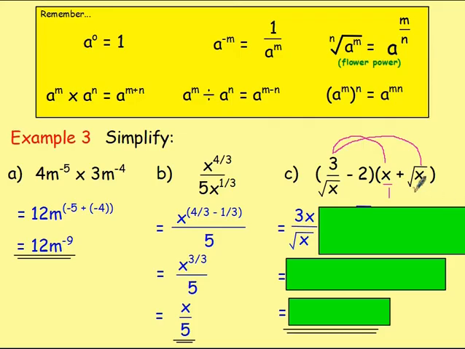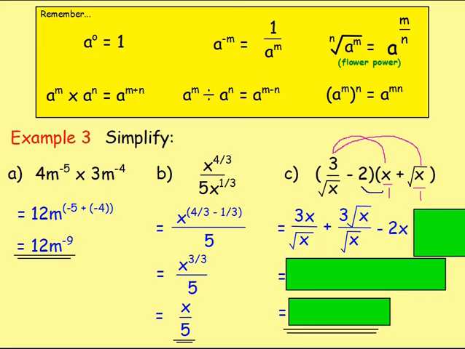Again, you could always think about the root x as root x over 1. So multiply these two fractions together. 3 times root x will give you 3 root x, and root x times 1 will give you root x. After that, you're wanting to take the 2, so negative 2 times x will give you negative 2x, and the negative 2 times root x will give you negative 2 root x. Hopefully those last two are dead easy.